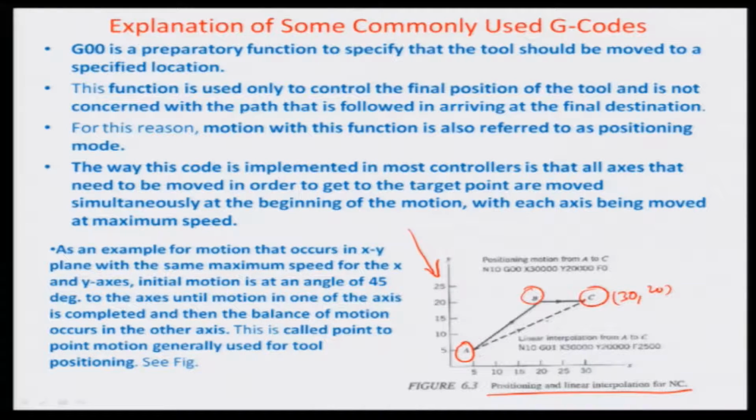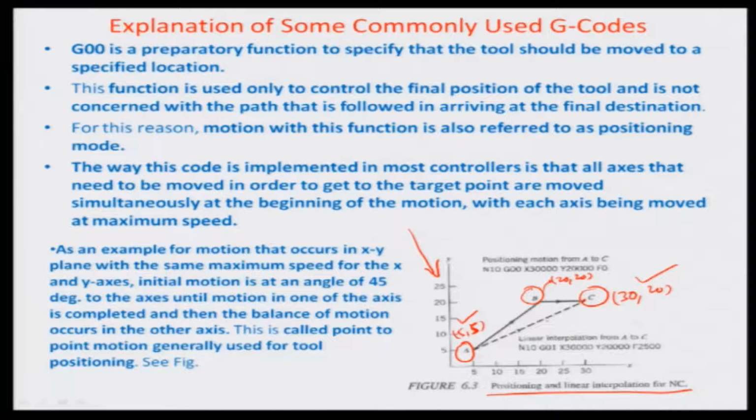Similarly, the coordinates of B here are about 20 units in the x direction and 20 units in the y direction, and the coordinates of A are about 5 units and 5 units, respectively, in the x and y direction. So, you are essentially going from the point 5-5 to the point 30-20, and the constraint you have is that you have to reach the position C with rapid positioning.